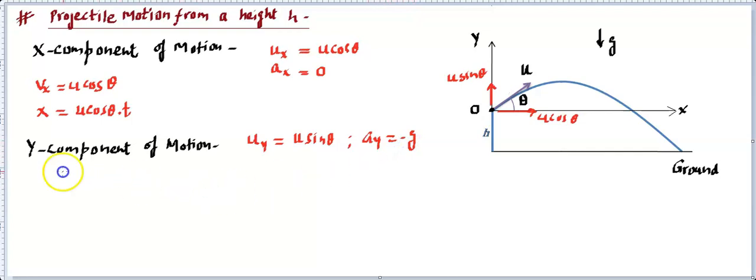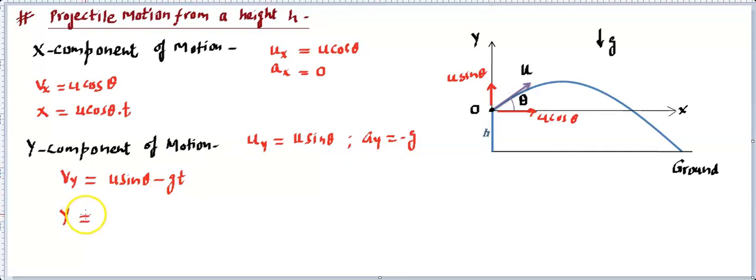So we can write the velocity component in the y direction at any instant of time using the formula u plus at. So u sin theta plus at. In place of a we will write minus g. So that becomes this equation.